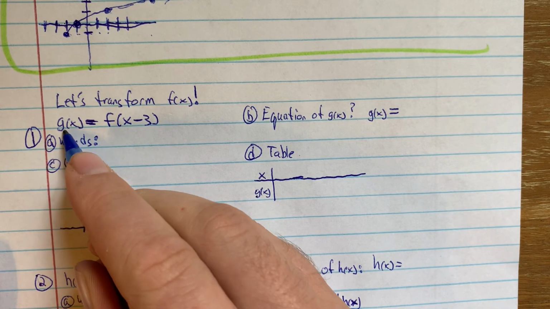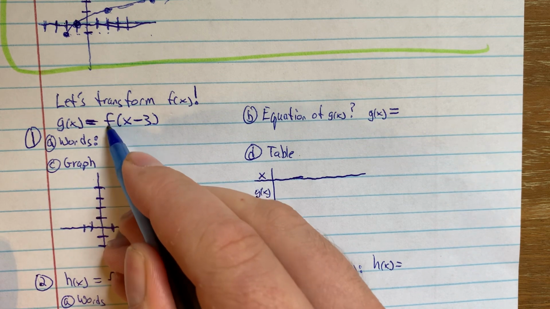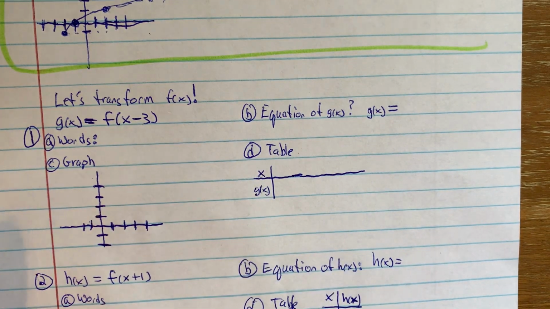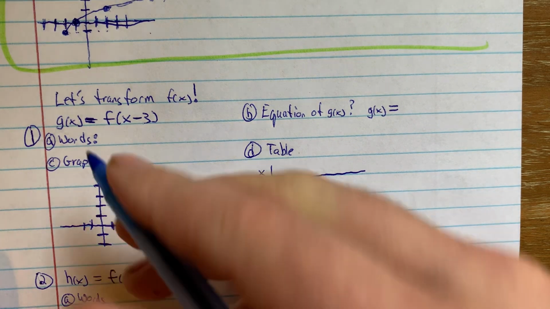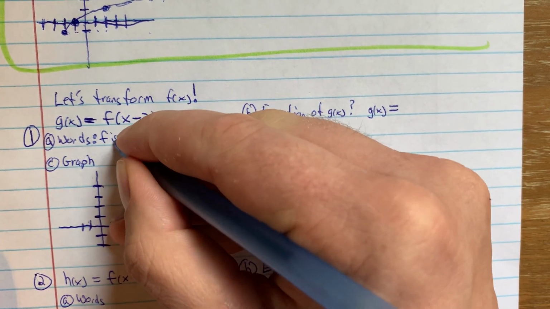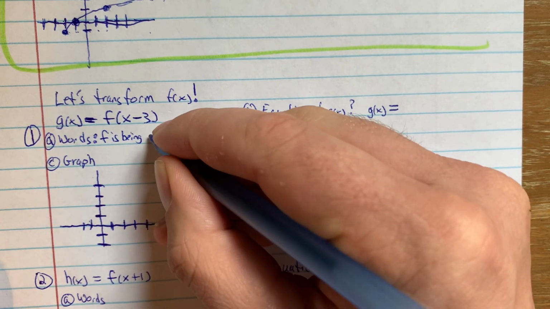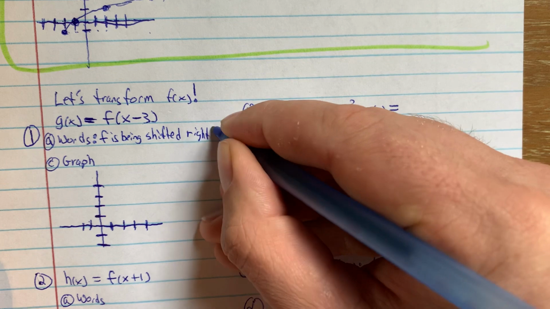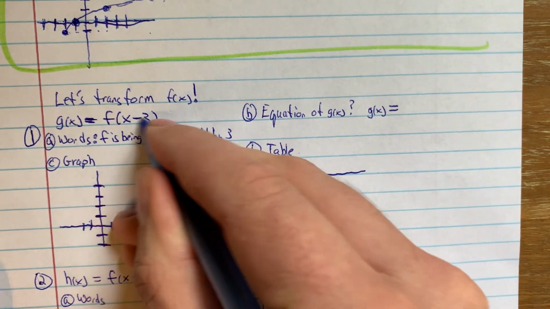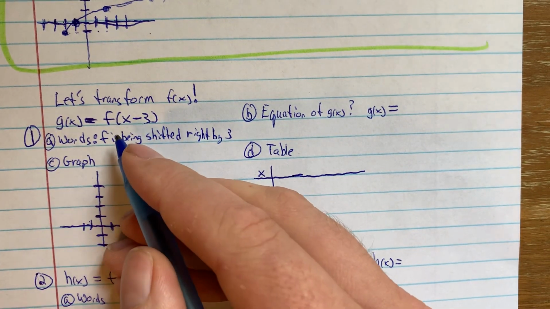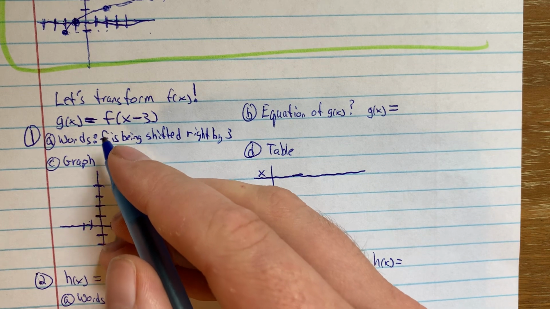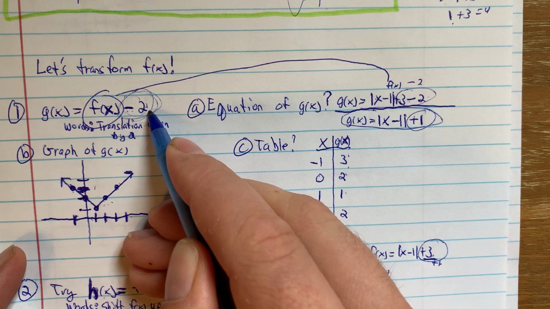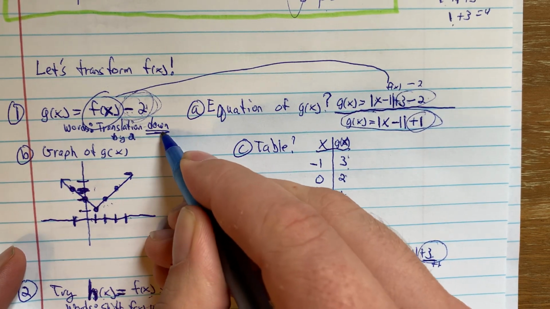Here we're going to do g of x, the new function, is going to be f of x minus 3. In words, how is f changing? Well, hopefully we see that f is being translated or shifted right by 3. This is a horizontal transformation. This is different than the last one. Last time we had the minus 2 outside of the parentheses, and that was a translation down by 2.